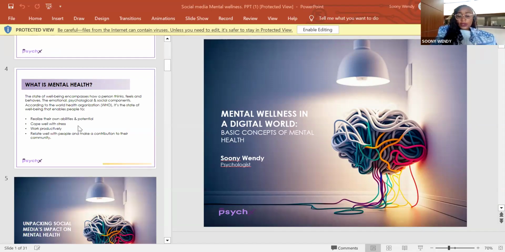So ideally, according to WHO, mental health is described as the state of well-being that affects how a person thinks, feels, and behaves. I don't know if that's the part where you're on the slide.